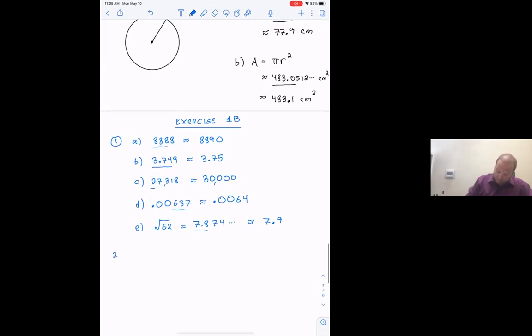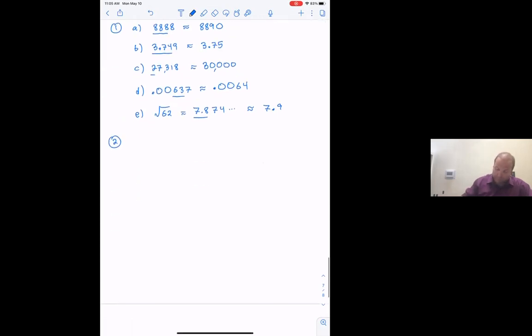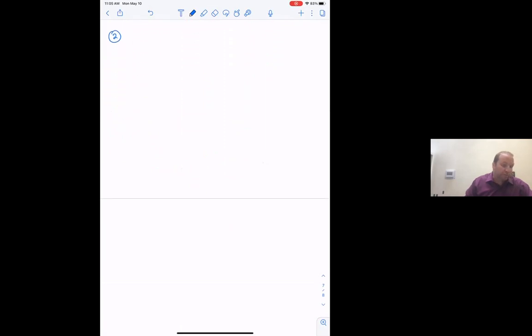Question number 2. Round the numbers in the table to the given accuracy. So there's 5 numbers. But before we do that, let's make our table here. There's the number. There's round to the nearest 10. There's round to the nearest 100. And then there's round to the nearest 1,000. So none of these are after decimals. 10, 100, 1,000. Those are all before decimals.